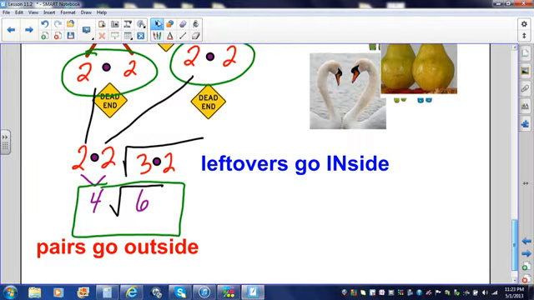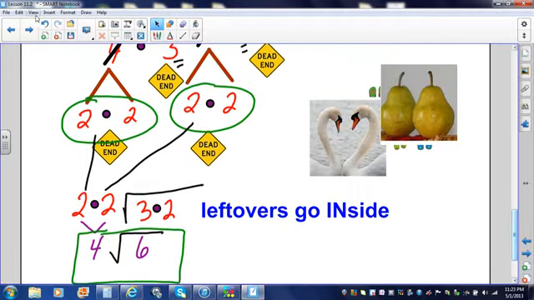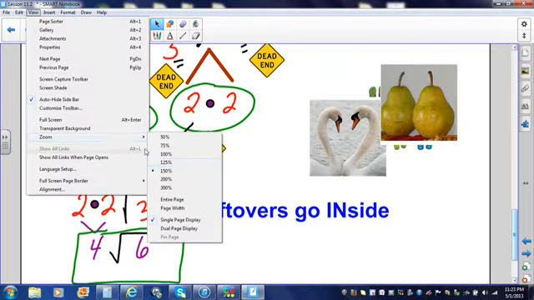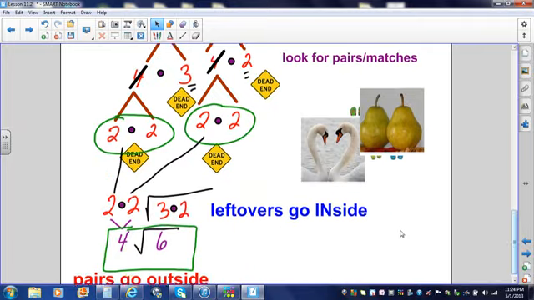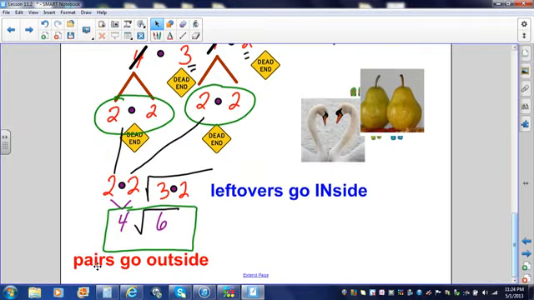There's your answer. 4 square roots of 6. So remember, break the number down, chop it down as low as you can. Look for pairs. Your pairs go on the outside, leftovers go on the inside.